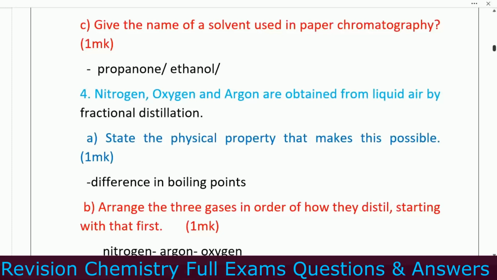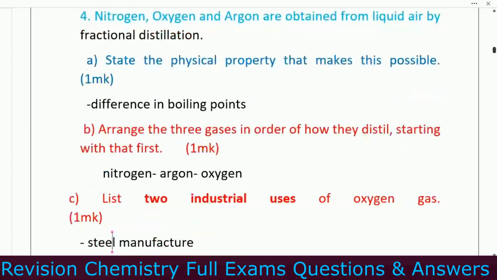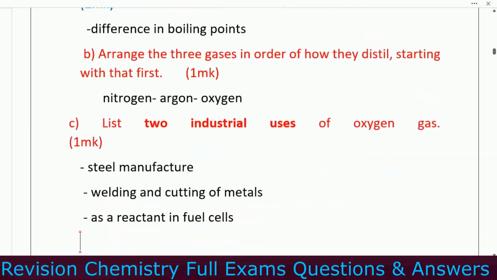Number 4, nitrogen, oxygen, and argon are obtained from liquid air by fractional distillation. That's how you obtain those gases, fractional distillation. Next, state the physical property that makes it possible to separate those gases. They have different boiling points. That's why you can separate them.